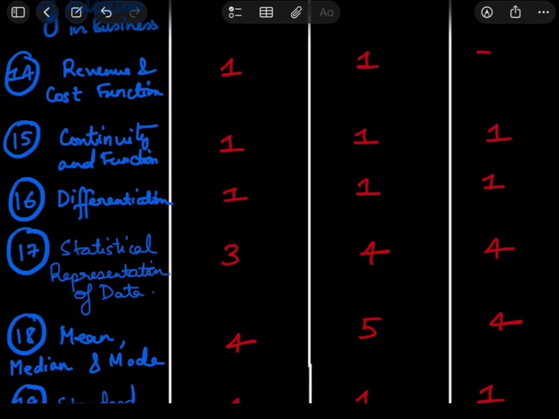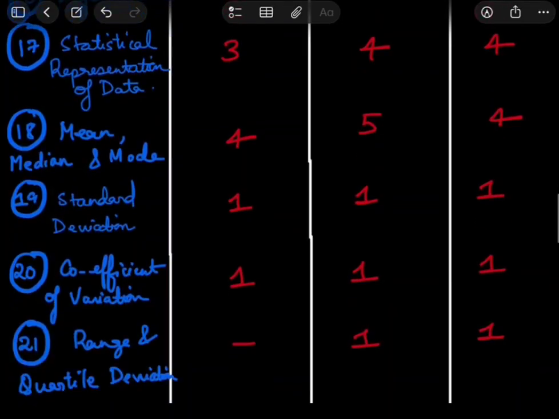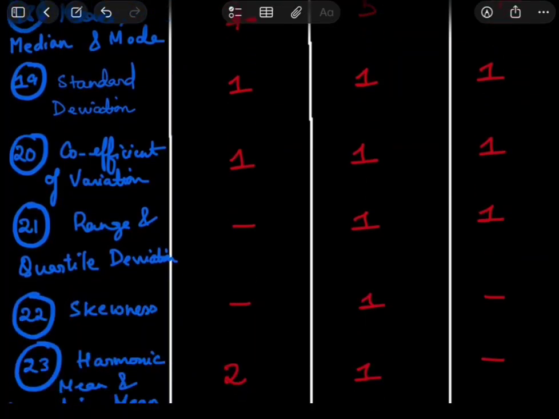Now starts the statistics portion. They have been asking 3 to 4 questions from the first chapter of statistics, which is the statistical representation of data. Then for mean, median and mode, they have been asking 4 to 5 questions in each term, which is quite scoring. Then we have standard deviation, in which they always ask 1 question. Then we have coefficient of variation, in which also they ask 1 question in each term. Then we have range and quartile deviation, in which they ask sometimes no and sometimes 1 question in each term.